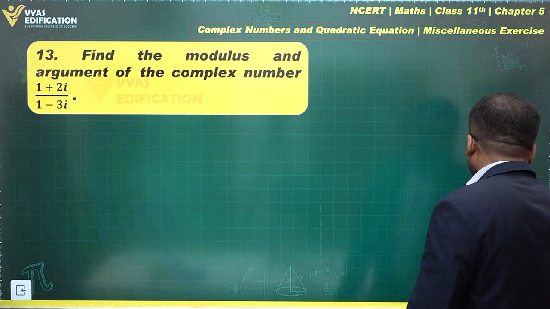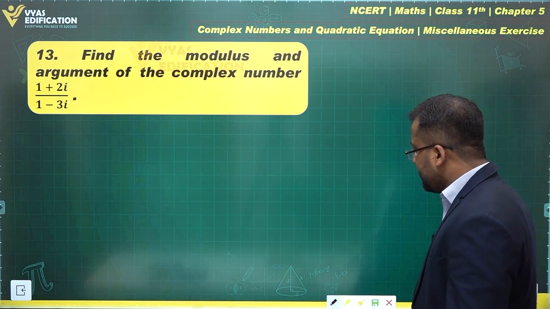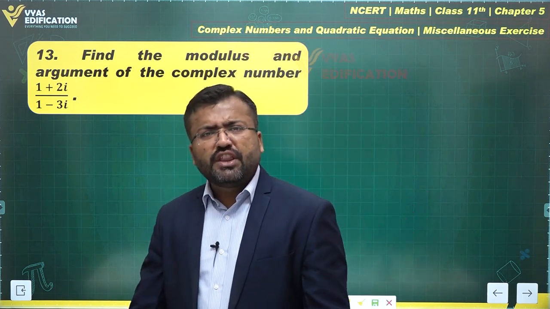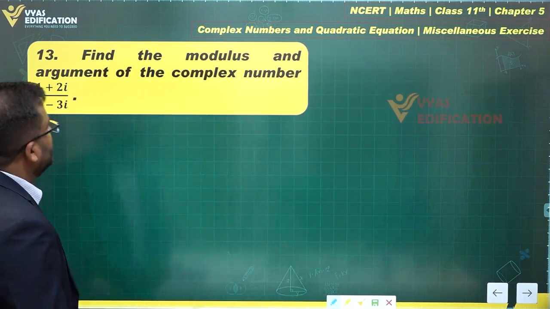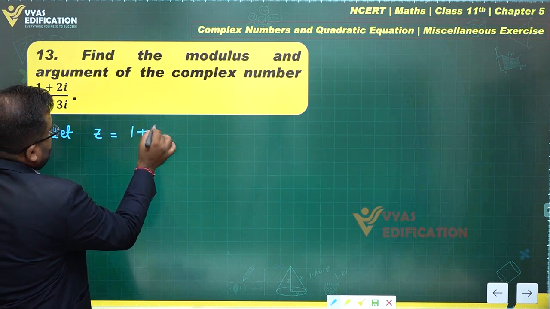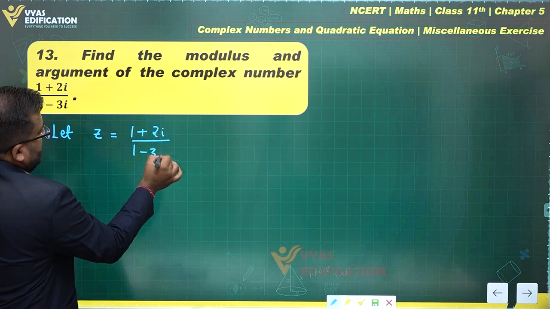For finding the modulus and argument, first we need to convert it into the standard form, that is a + bi form, right? So for that, let's simplify this complex number. Let z = (1 + 2i)/(1 − 3i).